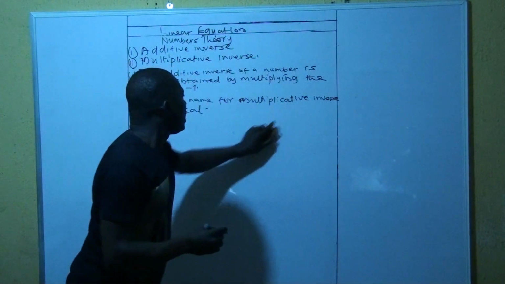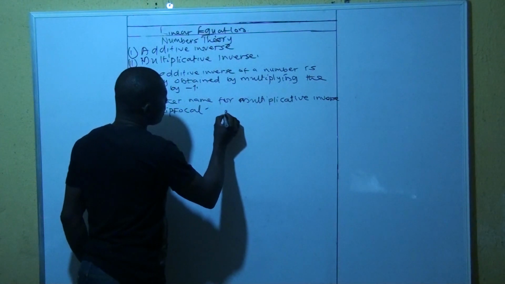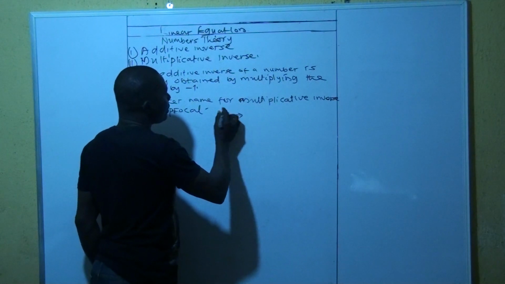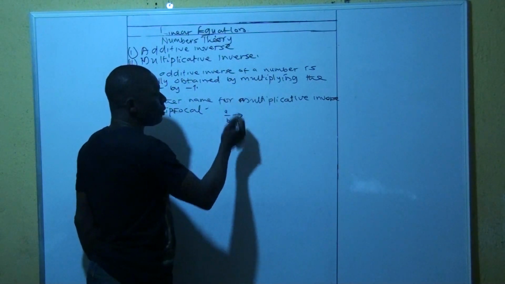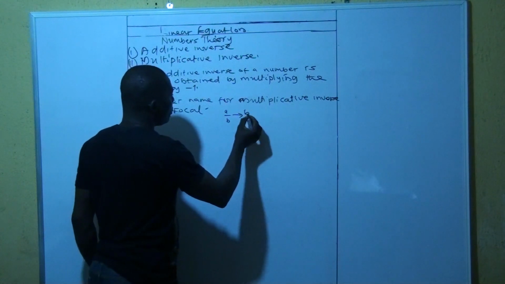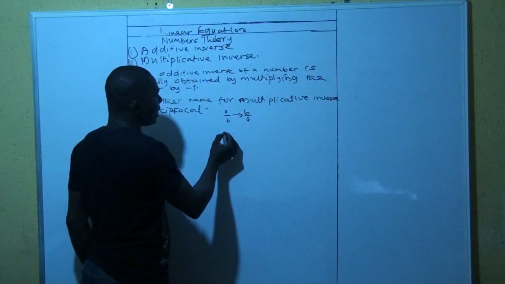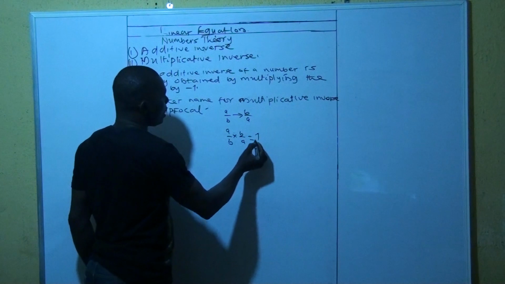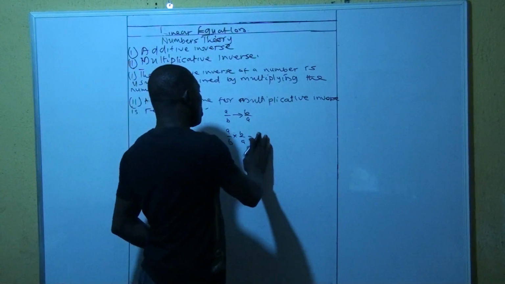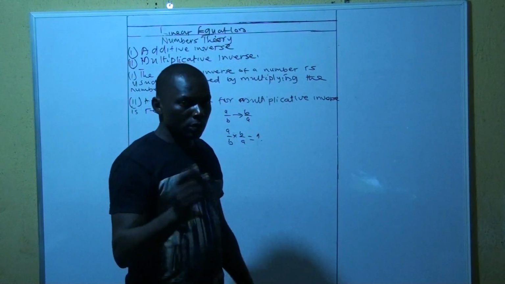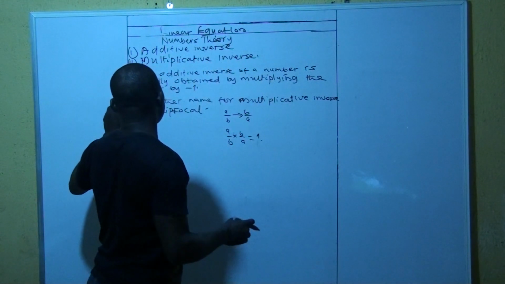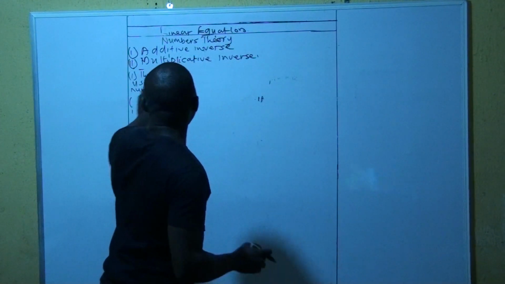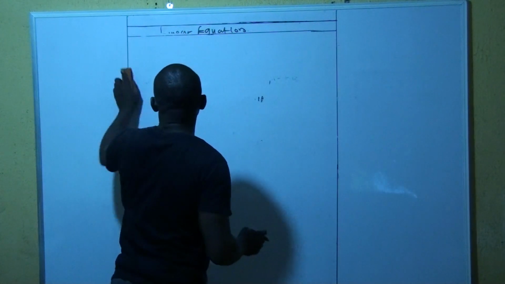For instance, take note. For instance, we have a over b. The multiplicative inverse will be b over a. And if we say a over b times b over a, our answer will usually give us 1. That's one of the properties of multiplicative inverse. So this aspect will enable us to do so many things in the application of linear equation. Please take note of it.